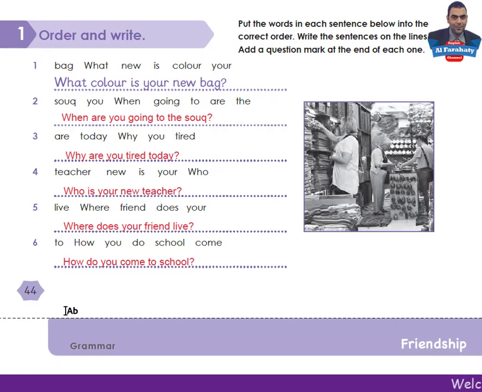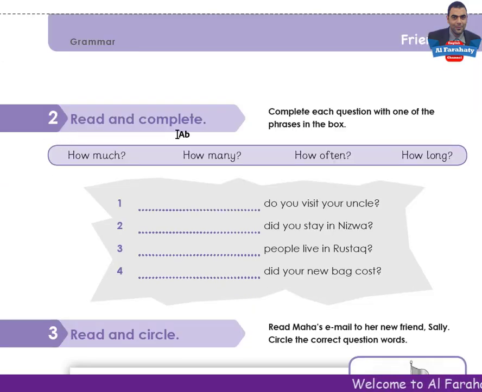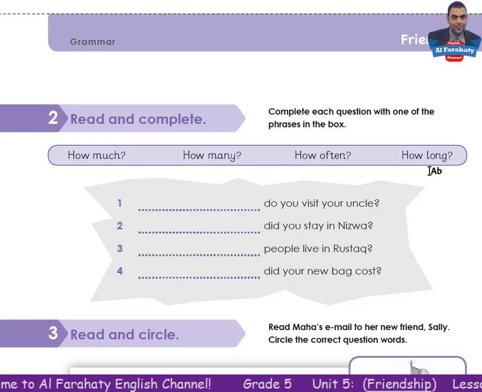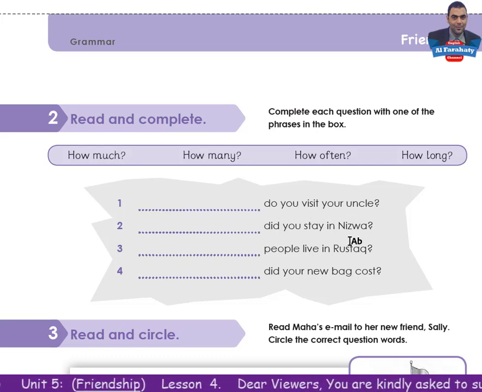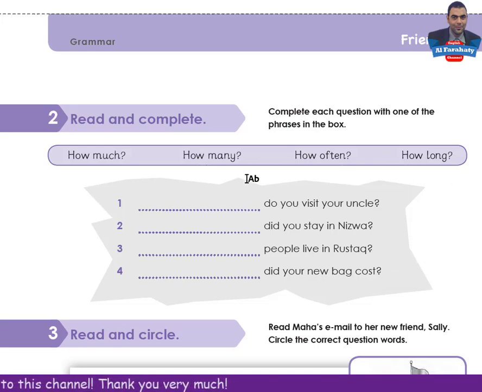Okay, let's go to page 45. Activity 2. Read and complete. Complete each question with one of the phrases in the box. How much? How many? How often? How long? Do you visit your uncle? Did you stay in Nizwa? People live in Rustak. Did your new bag cost? You are asked here to complete questions with one of these phrases. Take your time and do the activity, then come back to check your answers.